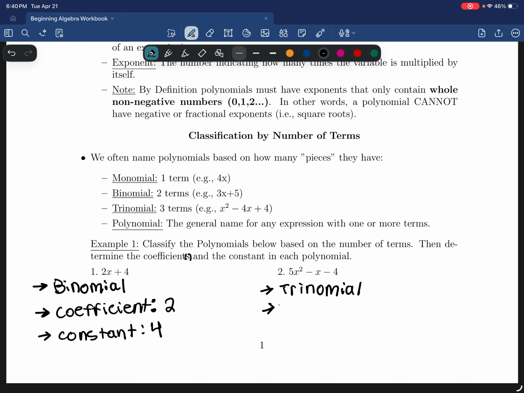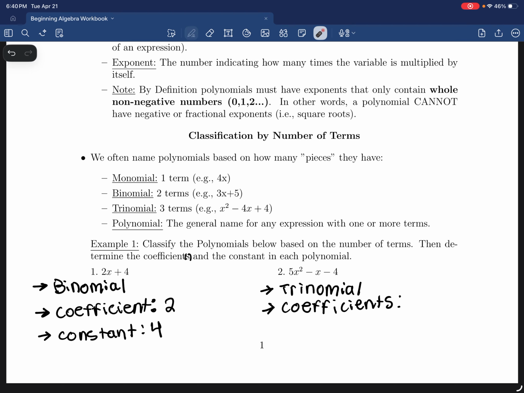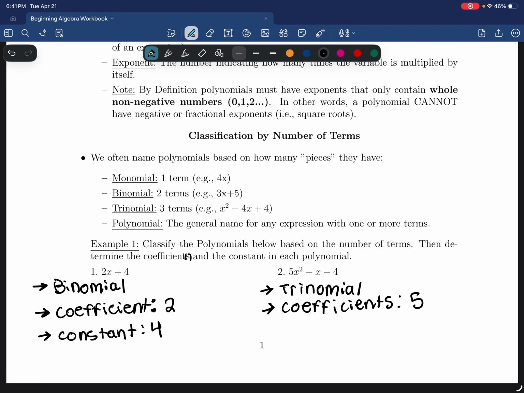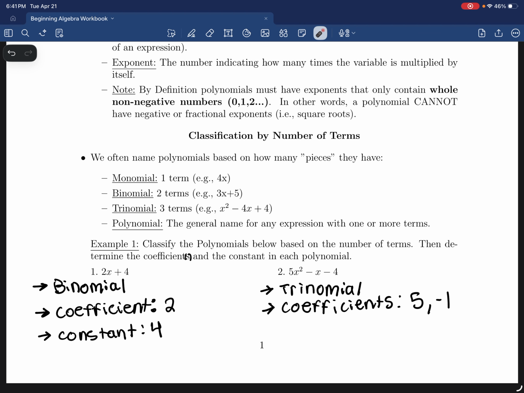And for our coefficients, recall those are the numbers that are being multiplied by a variable. And in this case, we have a 5 here that's being multiplied by the x squared. And we also have an invisible -1 here that's also being multiplied by that x. And if you didn't catch that, that's okay.